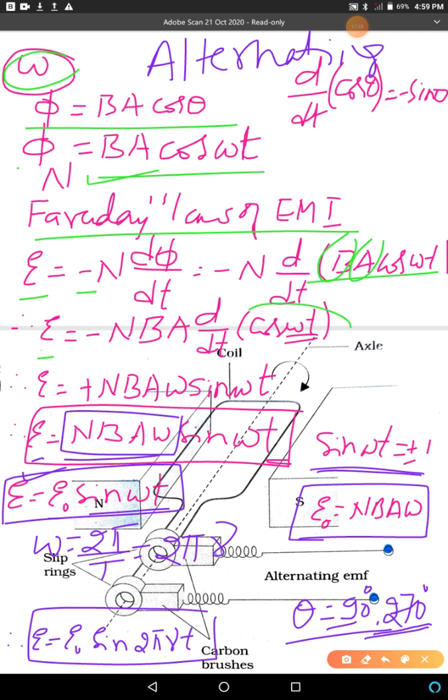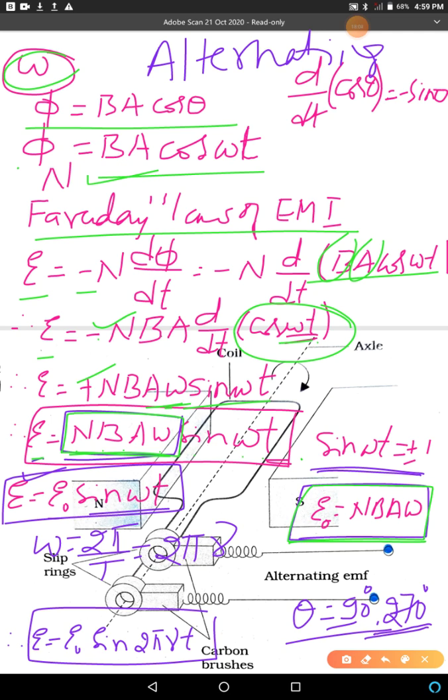So you know differentiation of cos theta is minus sin theta, therefore that minus this minus becomes plus, so that will be equal to NBA omega sin omega t. So omega gets added here as well. Therefore epsilon will be equal to NBA omega into sin omega t. So this NBA omega is called the maximum induced EMF, that is epsilon naught. NBA omega is called the maximum induced instantaneous EMF.